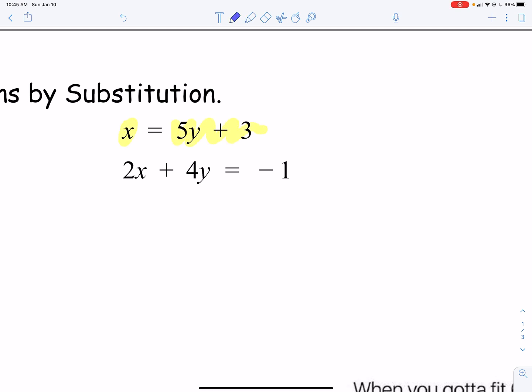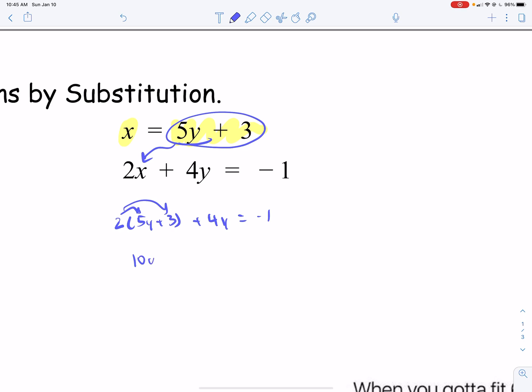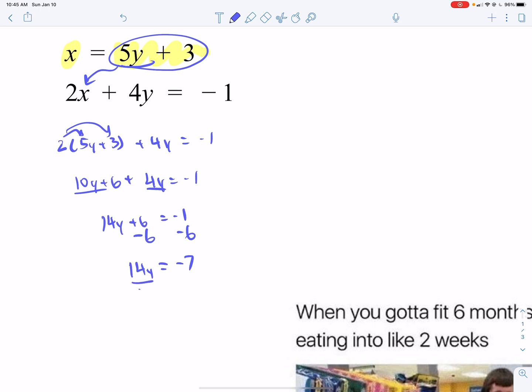Next example, looks like I have the same thing, but I'm given x is equal to 5y plus 3. So I'm going to plug this in right here. Instead of x, I'm going to write 2 times 5y plus 3 plus 4y is equal to negative 1. Distribute, I get 10y plus 6 plus 4y is equal to negative 1. Combine like terms, 14y plus 6 is equal to negative 1. Minus 6, you get 14y is equal to negative 7. You divide by 14, you get y is equal to negative 7 over 14, which is just negative 1/2. That's okay. You can have fractions as your answers.